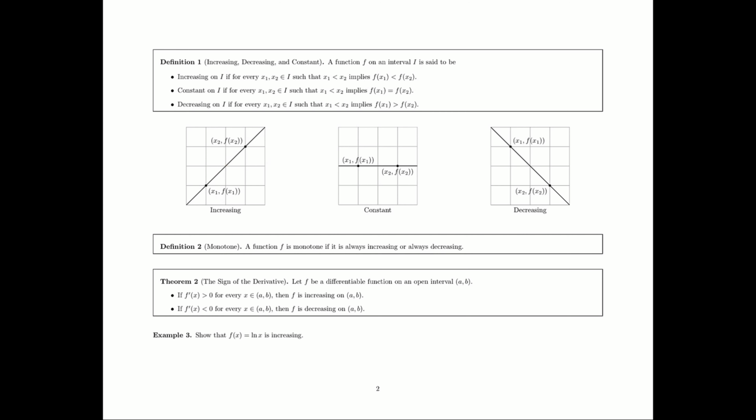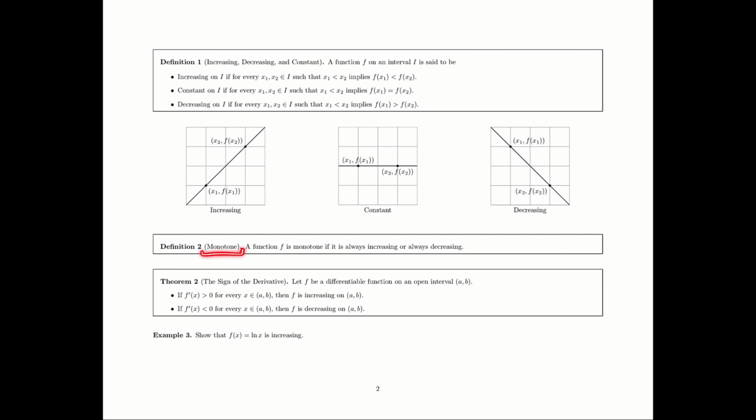And then we have similar statements for constant. The value of the function is the same no matter what two x values you pick. And now here, it's decreasing if, when you pick your two x values, one less than the other, the value of the function is bigger at the first x value and smaller at the second x value. So that is our decreasing function.